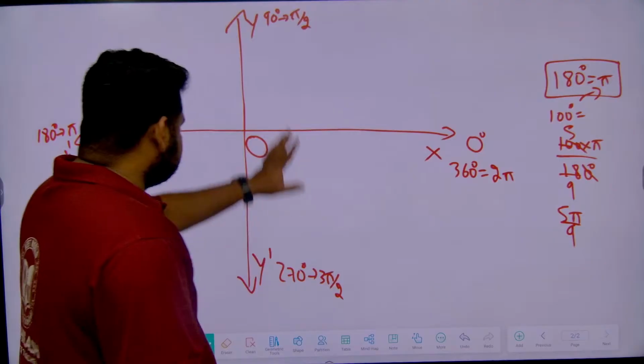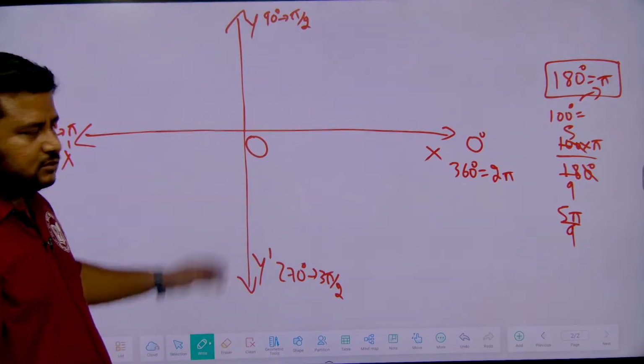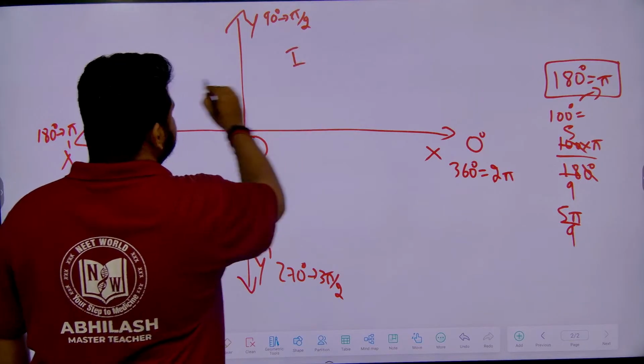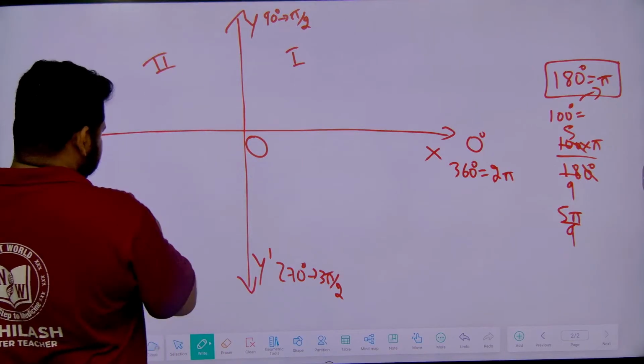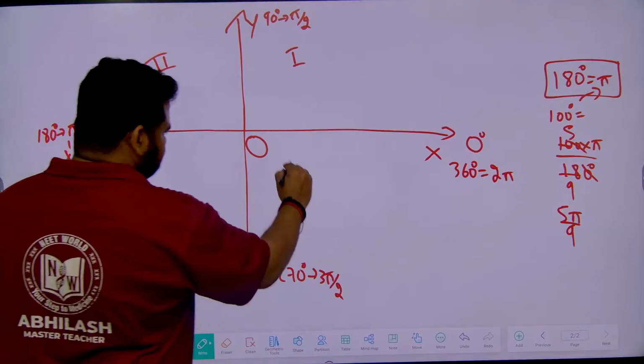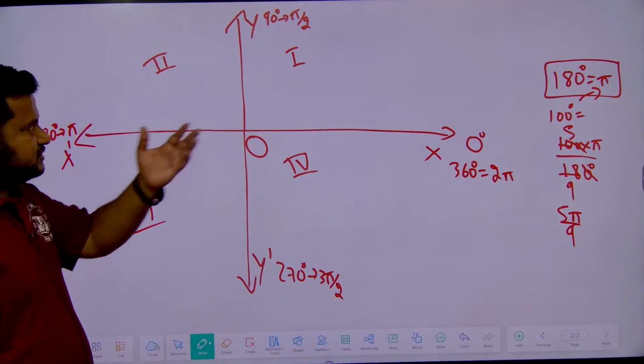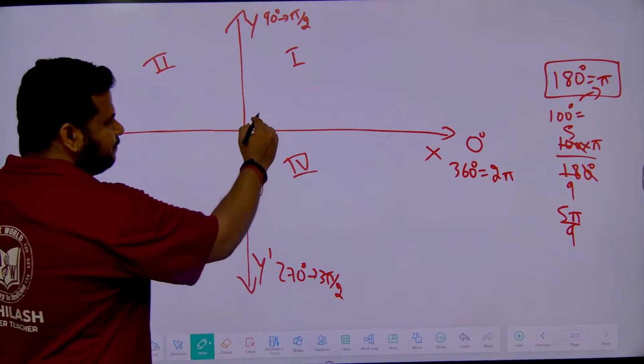So see here, let us come back to ASTC, these quadrants. 0 to 90 degree, we call it as first quadrant. This is second quadrant. This is third, and this is fourth. And if you look at this, in the first quadrant, both x and y are positive.